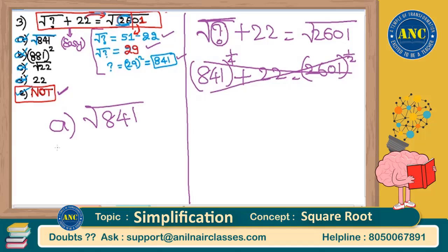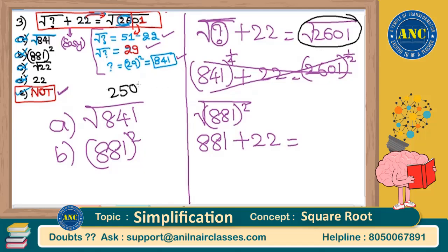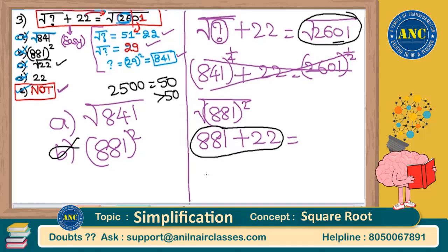This is ruled out. If I put the second option, 881 whole square, again think logically. Square root of 881 whole square is nothing but 881. 881 plus 22 is what I got. Now see here, you don't need to find the square root also for this. Think logically. Square root of 2500 itself is 50. That means 2601 is slightly greater than 50. But 881 plus 22 is what I have.